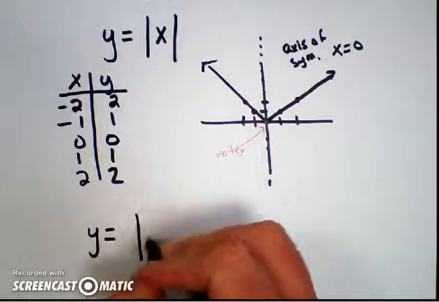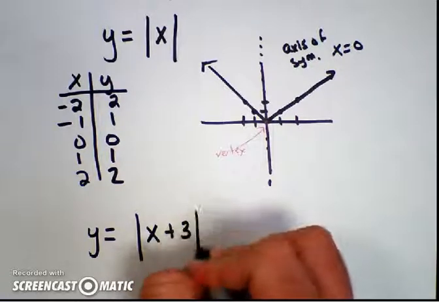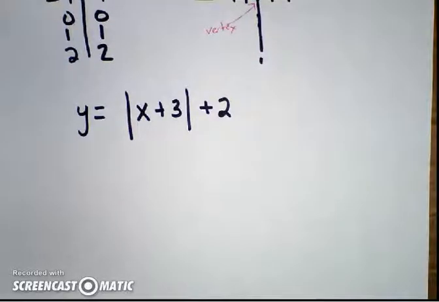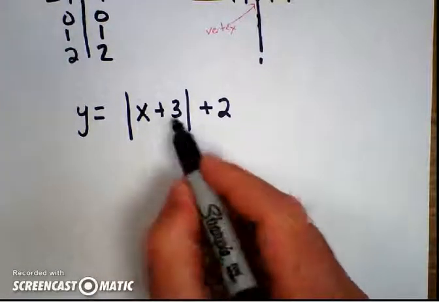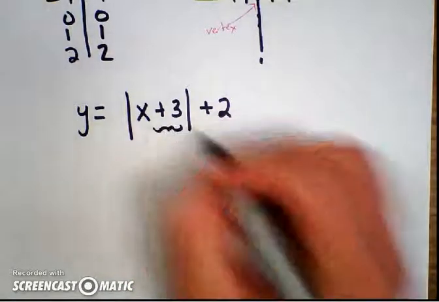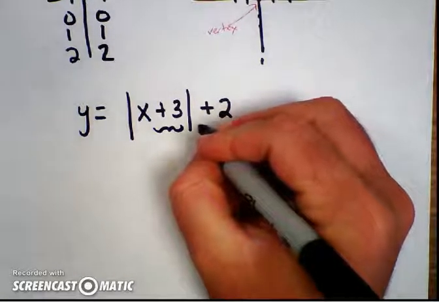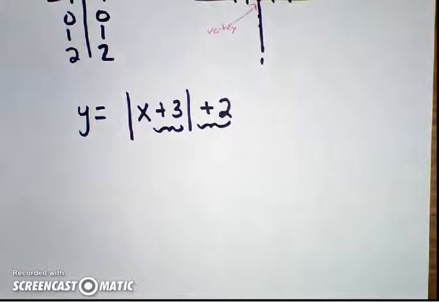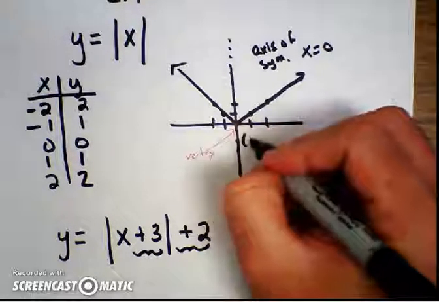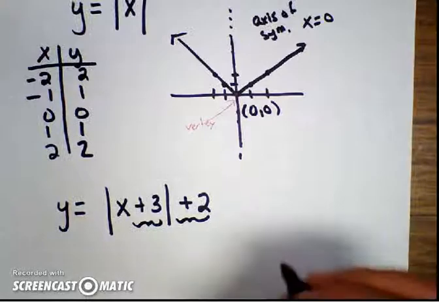Let's say I had y equals the absolute value of x plus 3 and then plus 2. Now, this inside here is going to shift the graph left or right. Okay? This part right here is going to shift the graph up or down. Okay? And all that's going to do is this vertex that was located at 0, 0 is just going to change. Okay? And it's very simple.